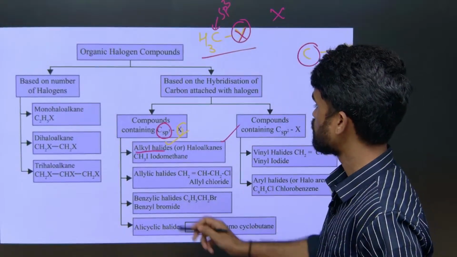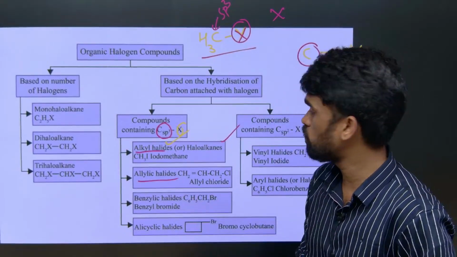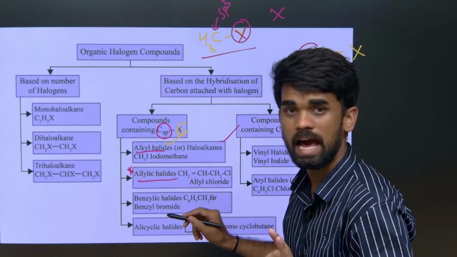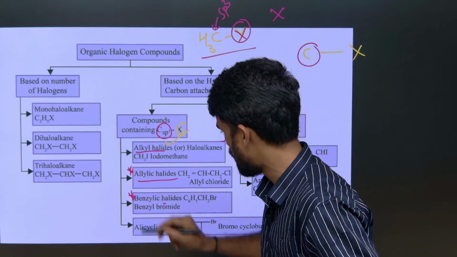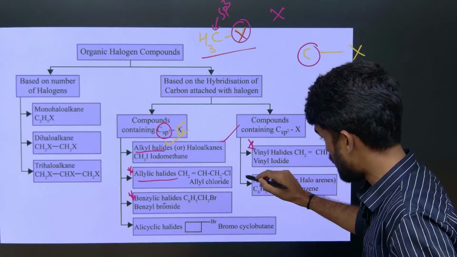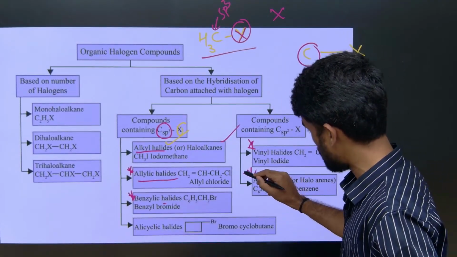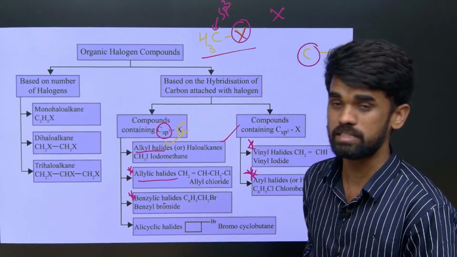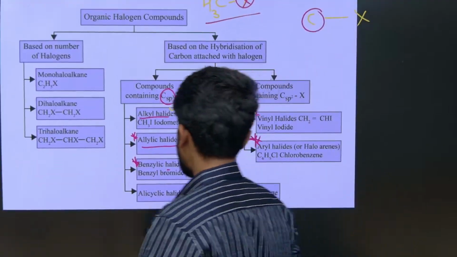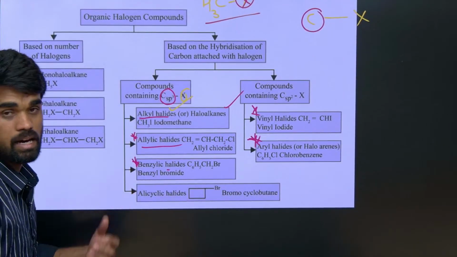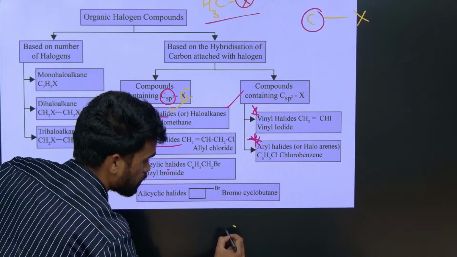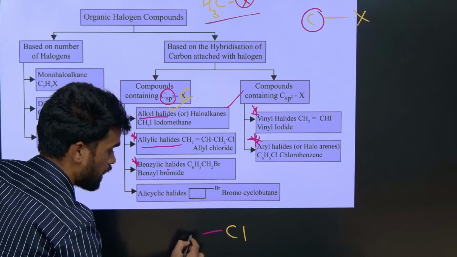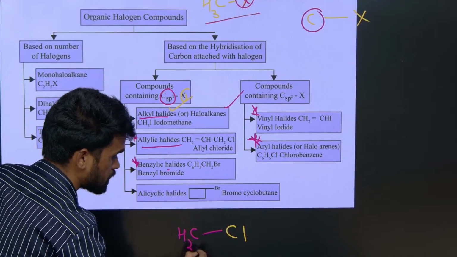Next, allylic halides. It is very important to understand these terms: allylic halides, benzylic halides, and next vinyl halides and aryl halides. Based on these terms there are many questions we can see in the exam. So I will show you what exactly allylic and benzylic halides are. See, take the halogen atom, let us say a chlorine atom. This should be attached to an sp3 hybridized carbon like this.